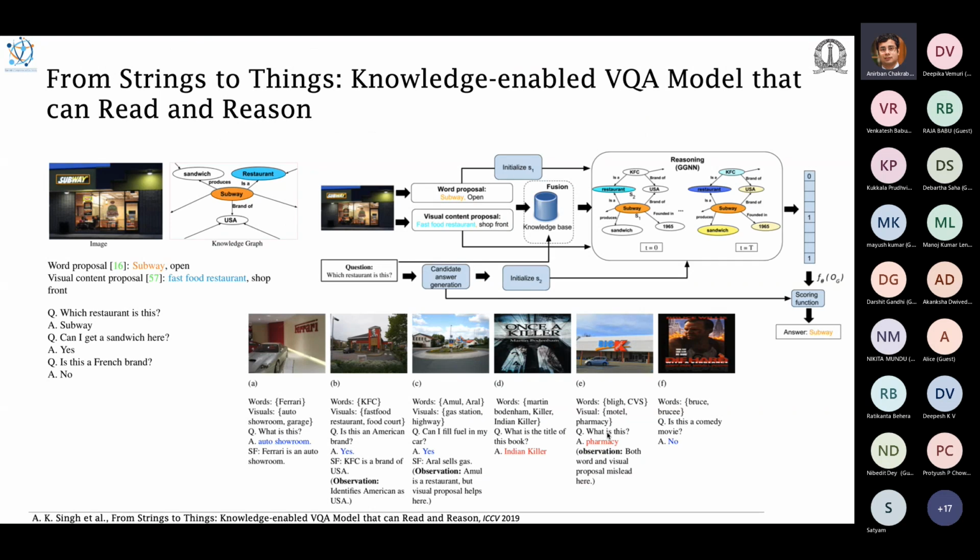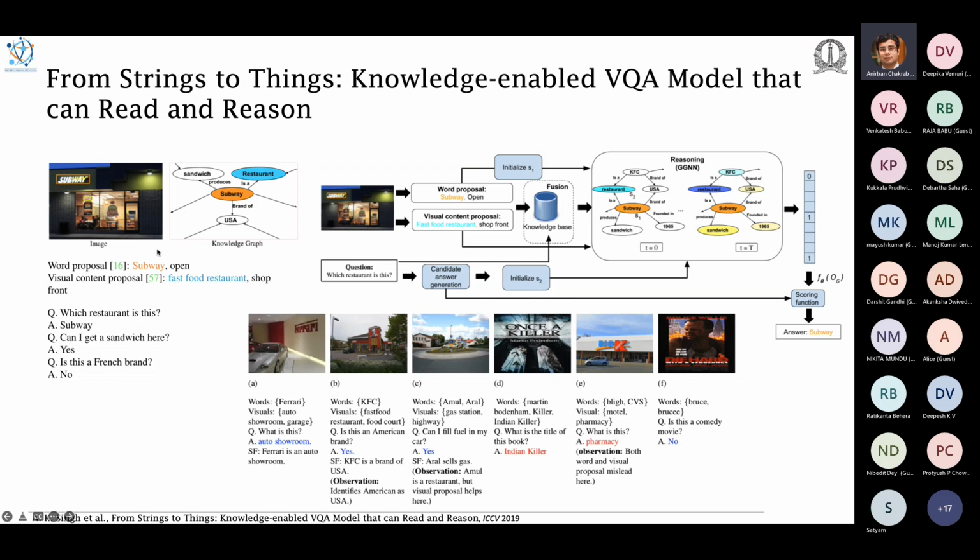We also looked into the classic problem of knowledge-enabled VQA, KVQA, the visual question answering problem, where given an image like this, we want to ask questions like, can I get a sandwich here? Just this image is given. And we have access during training time to a knowledge graph, as well as a text recognition model, like OCR, right?